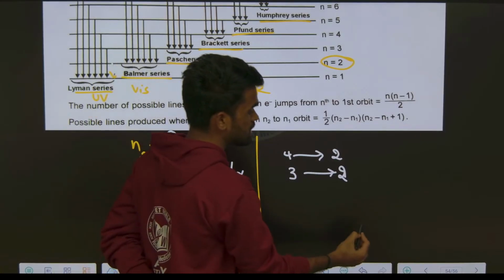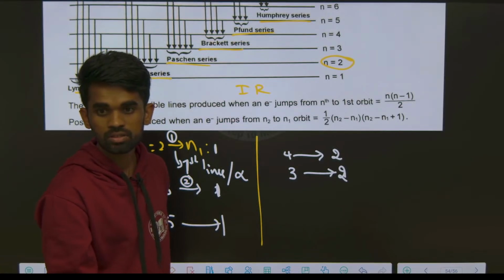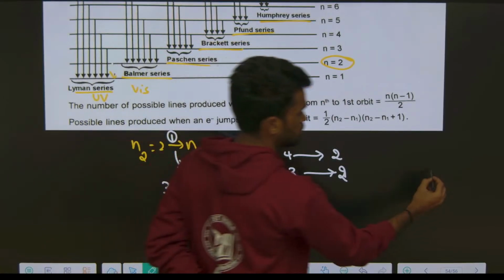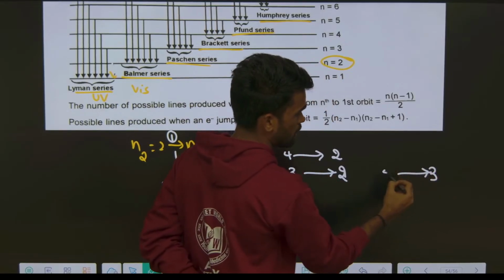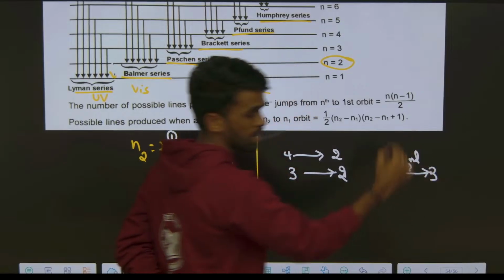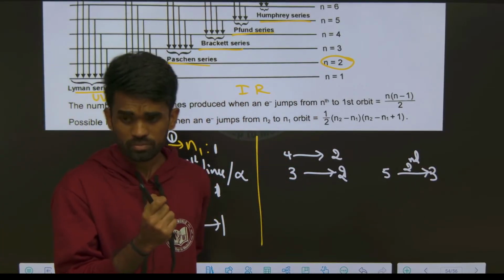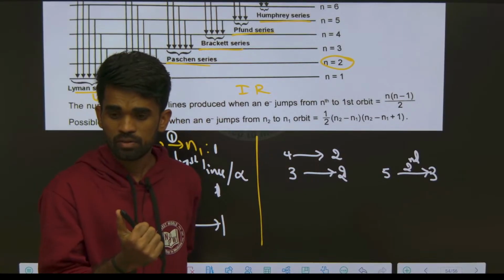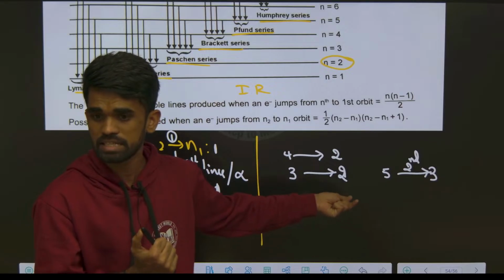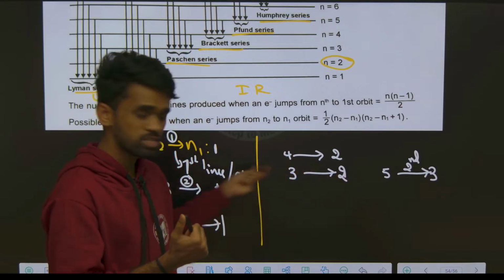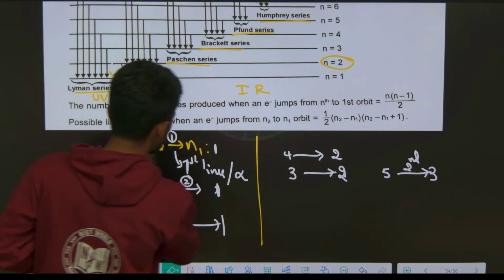And in the Paschen series, tell me the second line. Here n is equal to 3. If I write 4, it will be the first line. If I write 5, this will be the second line. Now they will ask what is the wavelength or energy difference for the third line of the Paschen series, or the second line of the Paschen series or Balmer series. Based on this, you can answer that.